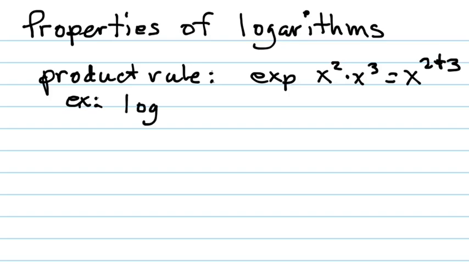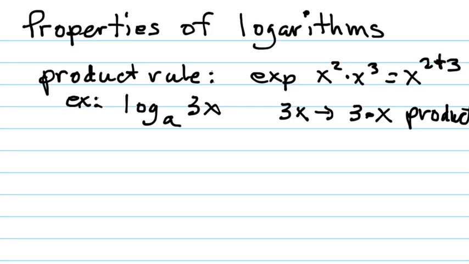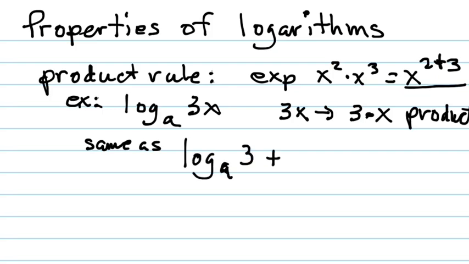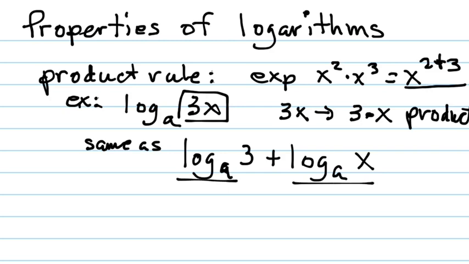If you have log base a of 3x, that's the same as, remember that 3x is the same as 3 times x. So in other words, it's a product, right? Well, remember when you had the product of exponents, you added them. So that's the same as log base a of 3 plus log base a of x. All right, so each quantity gets its own logarithm, and the two logarithms are simply added together because it was a product. Okay.